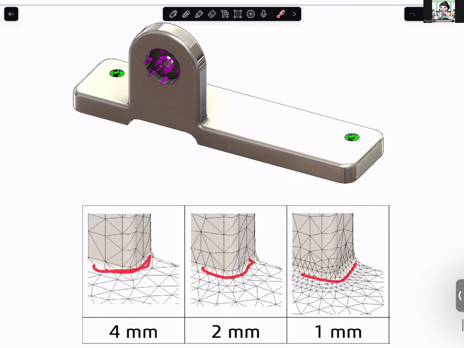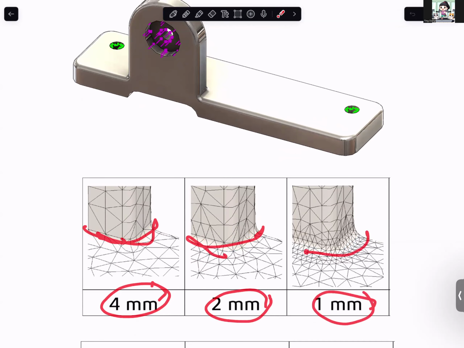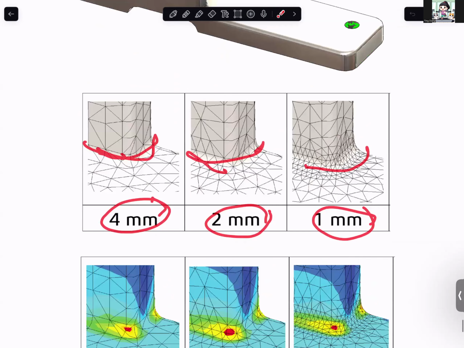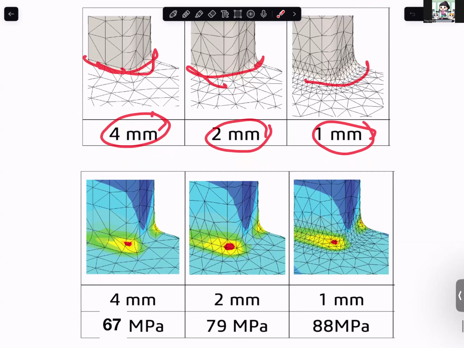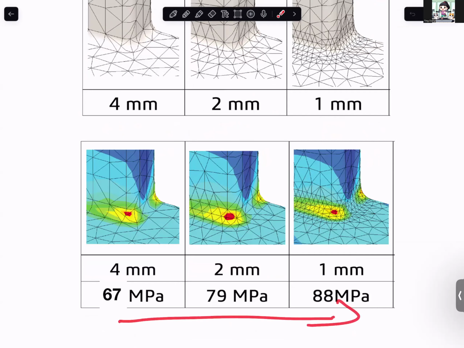So this is what we did in the real life situation. First, we use a larger element size here. Now we use half of the element size, and then half again. And then now let's see the stress. The corresponding stress using these 3 different meshes, you can see that it gradually increases. So this is the basic idea of the convergence study.